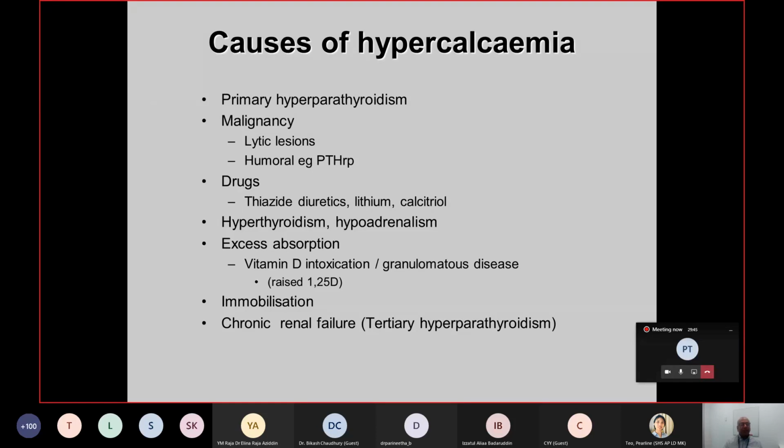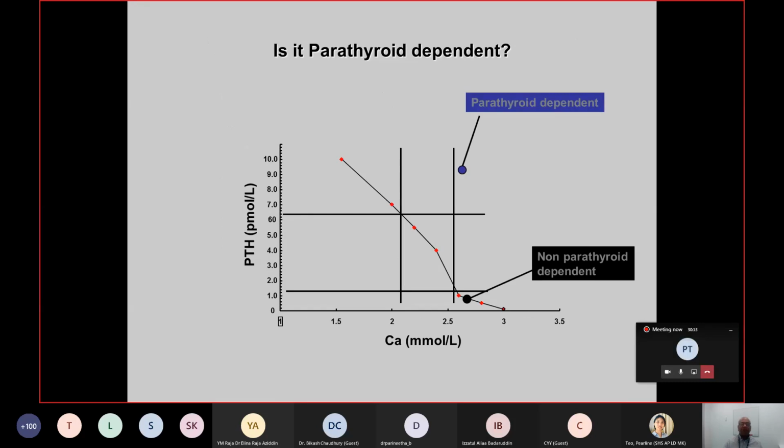Immobilization is an unusual cause, but if patients are immobilized, especially in hospital, if they are paraplegic or tetraplegic, sometimes they develop hypercalcemia due to calcium leakage. And of course, chronic renal failure eventually leads to tertiary hyperparathyroidism, biochemically similar to primary hyperparathyroidism. But if you know the history, you can work that out.